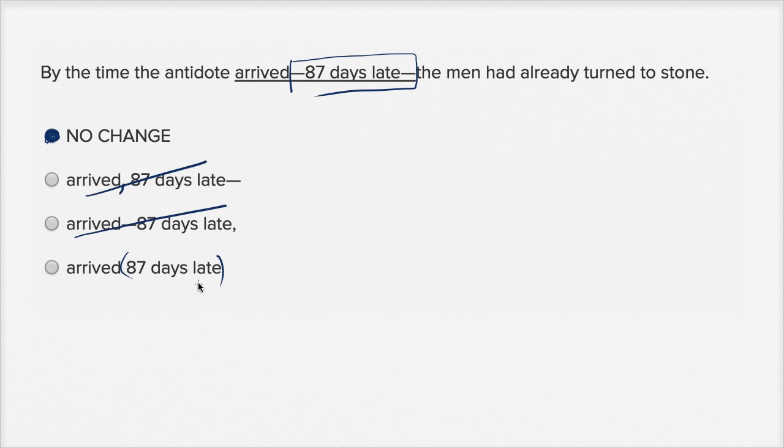A parenthesis, that's for parentheticals that, hey, maybe it's nice to know. It's kind of a cute thing. You can make a little bit of an aside. But dashes are, hey, this gives you some powerful context. Wow, the antidote arrived 87 days late. So this one, you need some type of punctuation to mark off the 87 days late. So I would rule that one out as well.